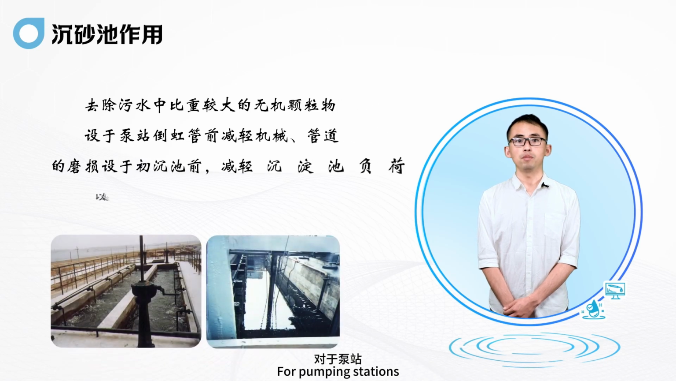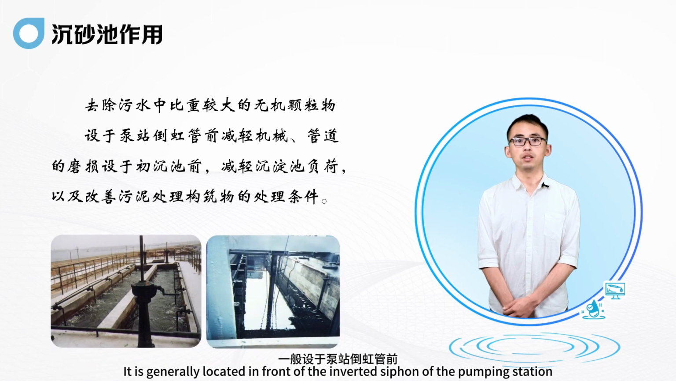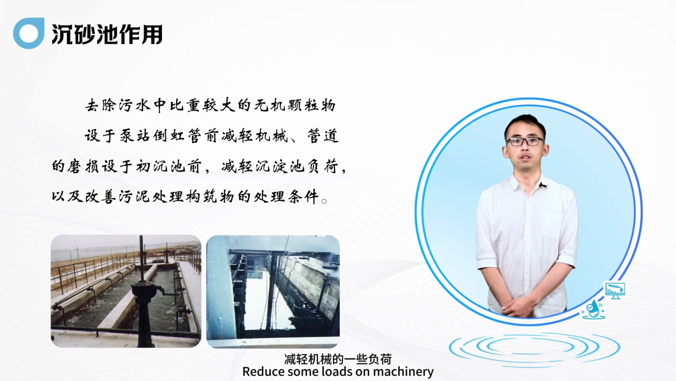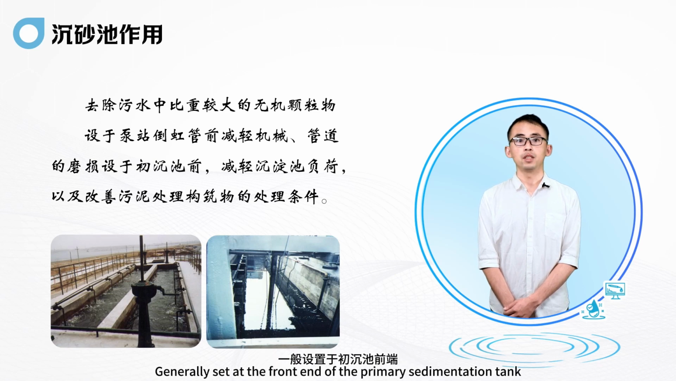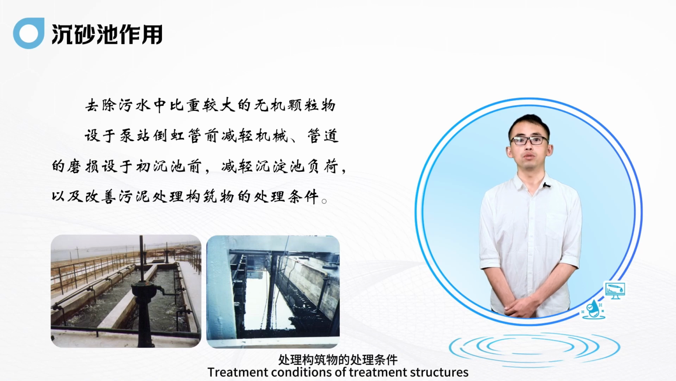For pumping stations, it is generally located in front of the inverted siphon of the pumping station, to reduce some loads on machinery, as well as loads and abrasion of pipes. It is also generally set at the front end of the primary sedimentation tank to reduce the load of the sedimentation tank. It can also improve the sludge treatment conditions of treatment structures. This is what the grit chamber does.